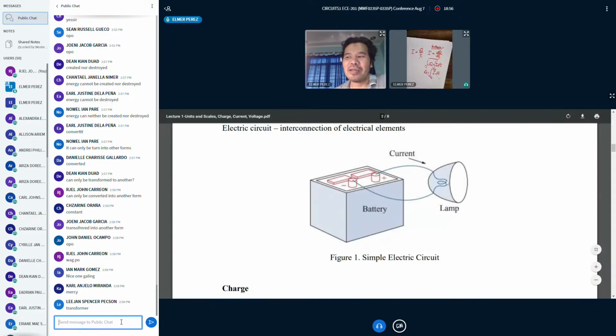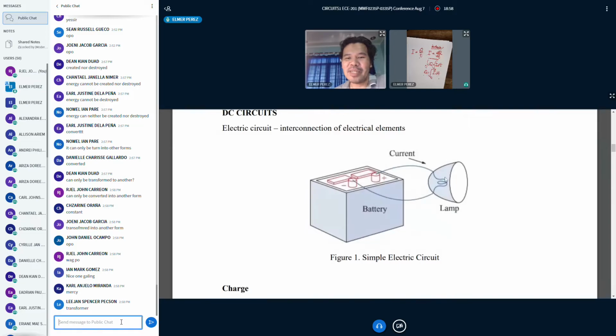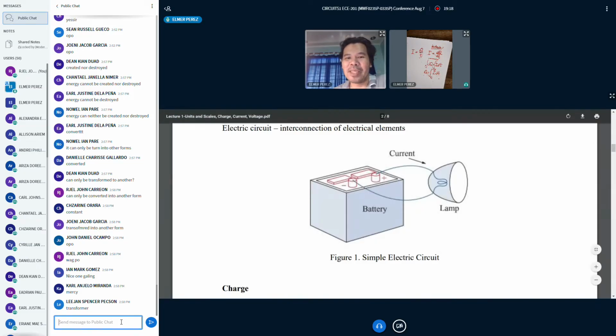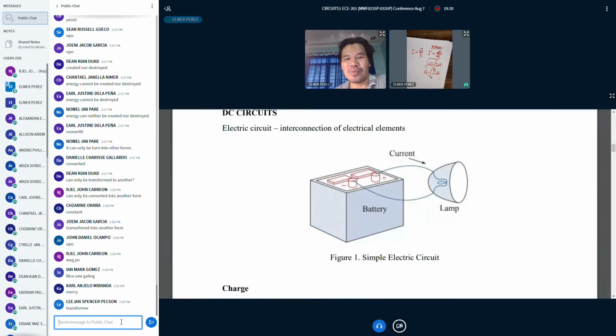At syempre, mawawalan ng energy yung charges. Pag nawalan yung energy yung charges, babalik na sila doon sa lower potential or doon sa negative one. And it's a cycle. So yung mga merong charges na may energy, pupunta sila dito para continuously ilawan yung, sisindan yung ilaw, and then babalik sila doon kasi nawalan sila ng energy. Okay.